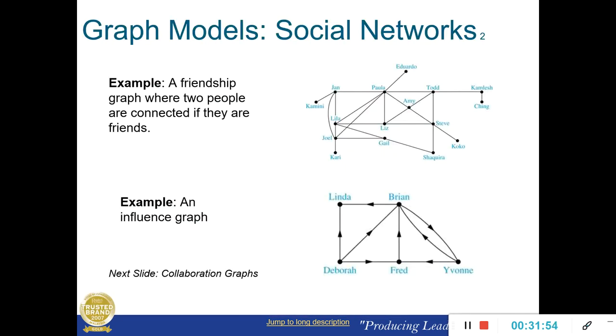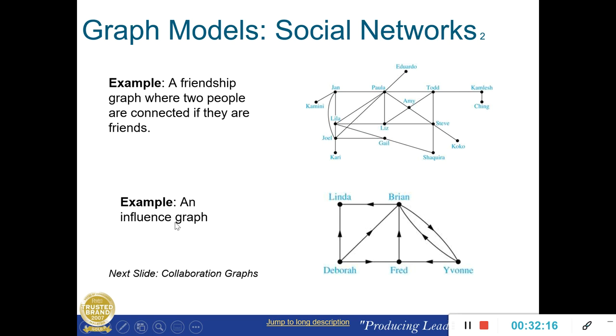Okay, we continue. Graph model, example: a friendship graph where two people are connected if they are friends. Something like Eduardo only has Paula, and Paula has Jen, and so on. This graph itself is self-explainable.